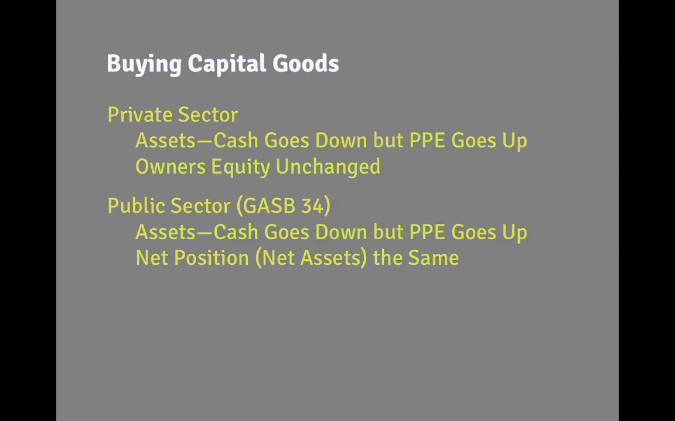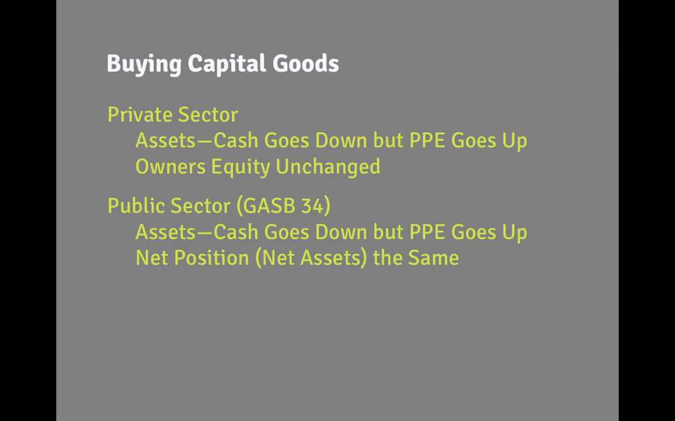The third item deals with buying capital goods. In the private sector, if you buy a capital good, your cash is going to go down because you had to pay for it, but the value of the good in terms of a long-term asset will go up, so your property, plant, and equipment value goes up. Once again, the owner's equity is unchanged.